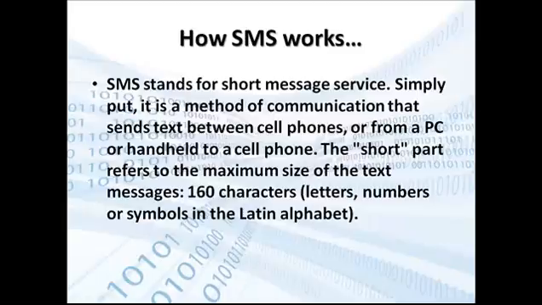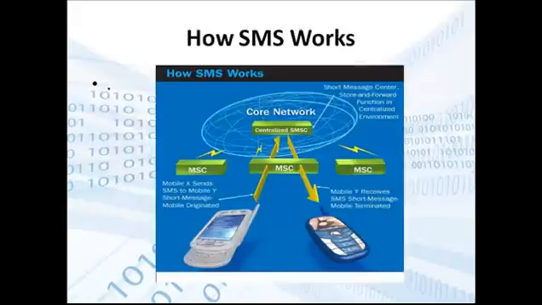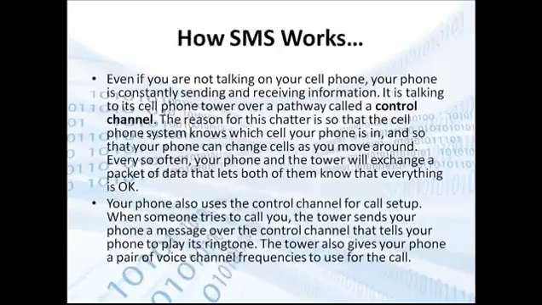This figure shows how SMS works. Even if you are not talking on your cell phone, your phone is constantly sending and receiving information. It is talking to its cell phone tower over a pathway called a control channel. The reason for this chatter is so that the cell phone system knows which cell your phone is in, and so that your phone can change cells as you move around.